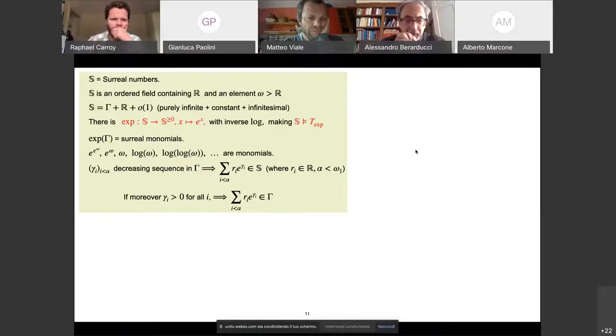So now we know that every surreal can be written, and you can think of this as a generalization of the representation of the reals in base 10. Every real can be written in exponential notation in base 10, and this is also a representation in exponential notation. Every surreal can be written as a sum of reals times exponential terms of the form e to the gamma, where gamma is purely infinite. And this representation is unique. In this representation, the positive purely infinite elements are those such that the gammas are bigger than zero. Because also minus omega is purely infinite, but it's not positive, right?